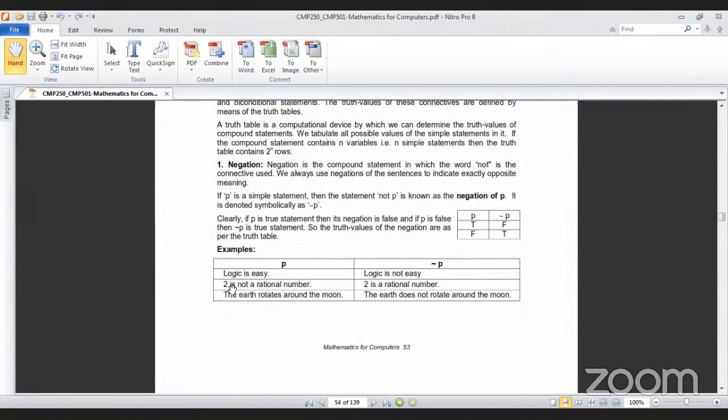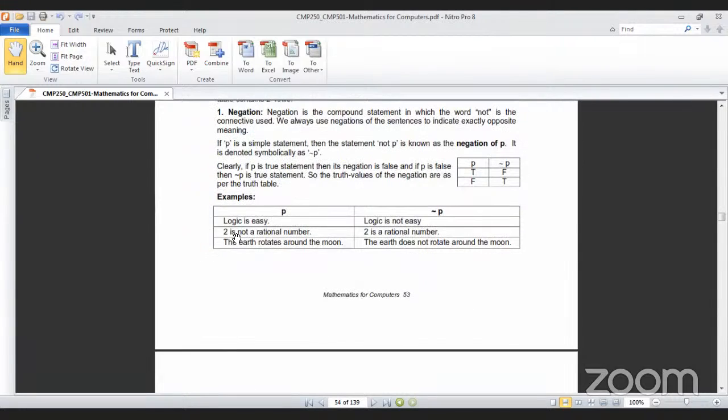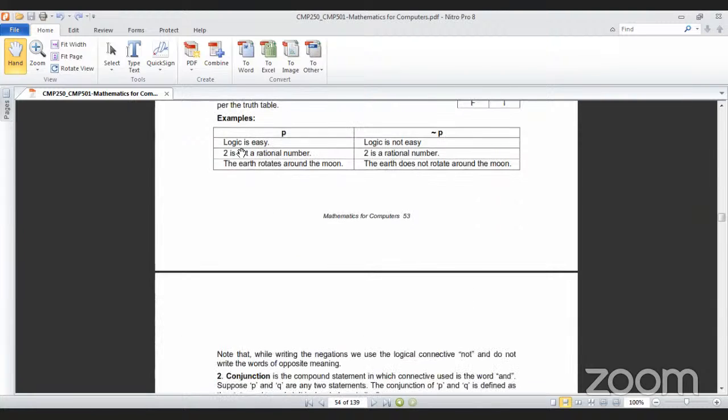See, the example is given. If P is "logic is easy", negation of P will be "logic is not easy". Now see, here they are having not now. So you must be thinking it is already a negation. But we need to find the negation of P. Here, even if there was a not, in the negation of P, the not will be gone, because we are taking negation of negation. And there's one more thing. When you find the negation of negation of P, it is always P.